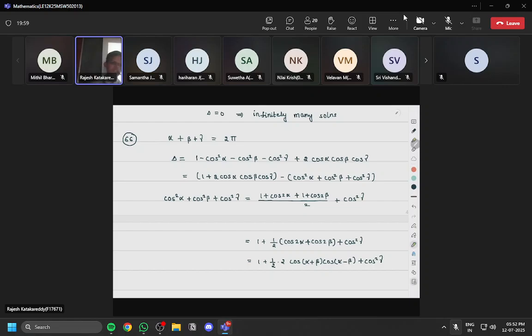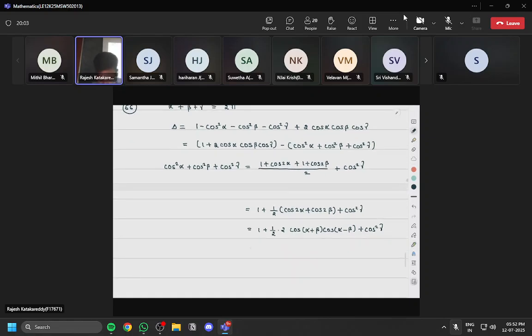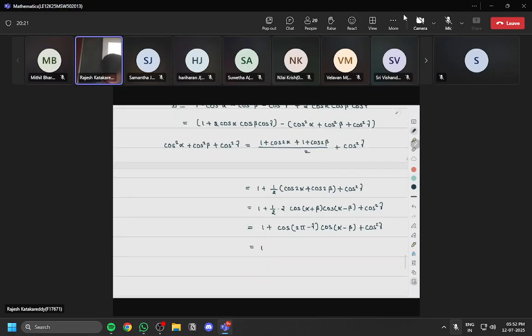From there, alpha plus beta will be 2 pi minus gamma. So using that, I can say this is 1 plus cos of (2 pi minus gamma) into cos of (alpha minus beta) plus cos square of gamma. Cos (2 pi minus theta) is cos theta, taking cos gamma common. So this is 1 plus cos gamma into, the remaining is cos (alpha minus beta) plus cos gamma.